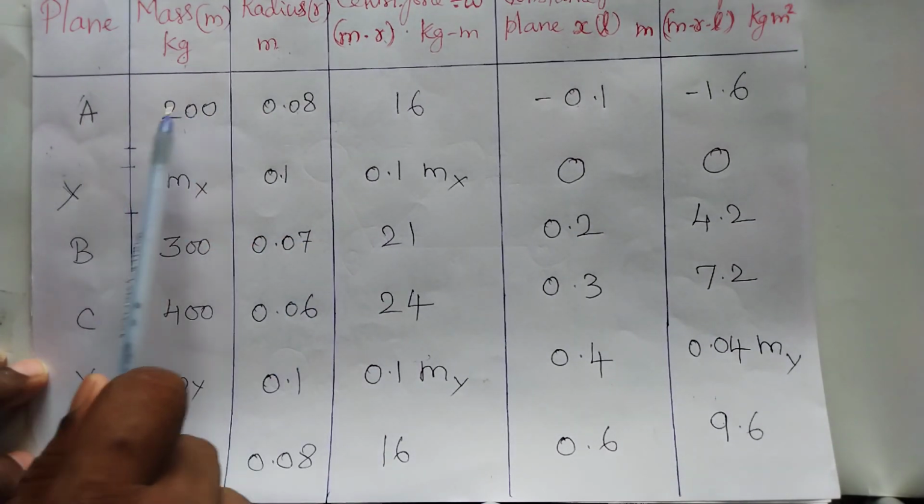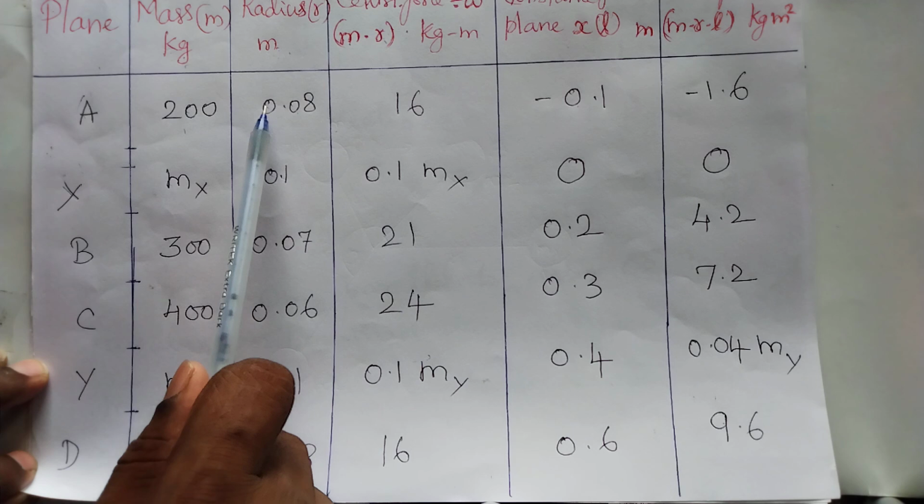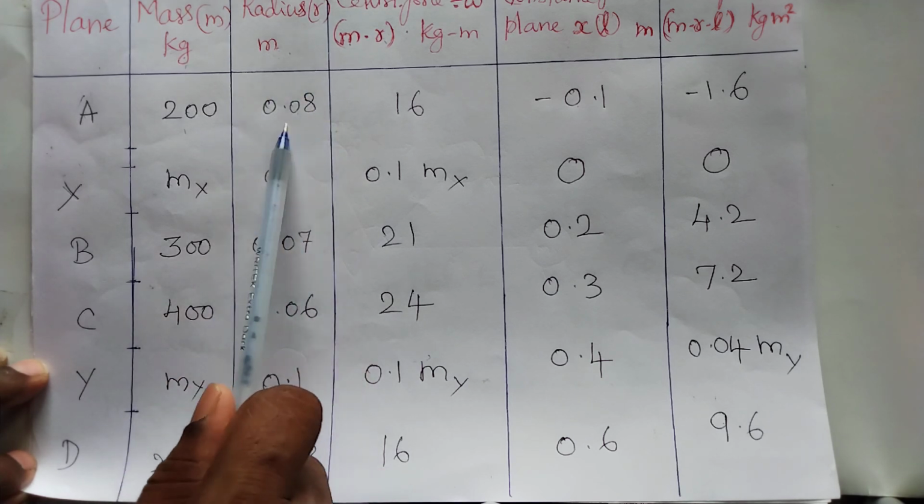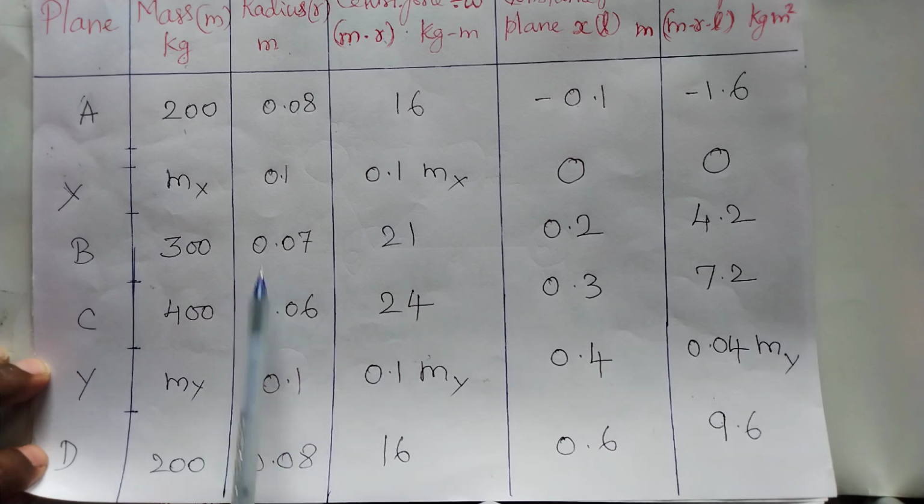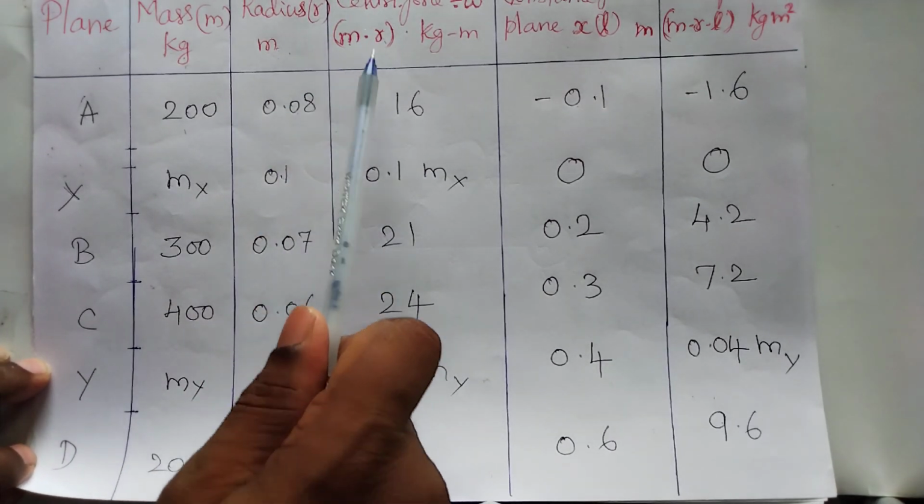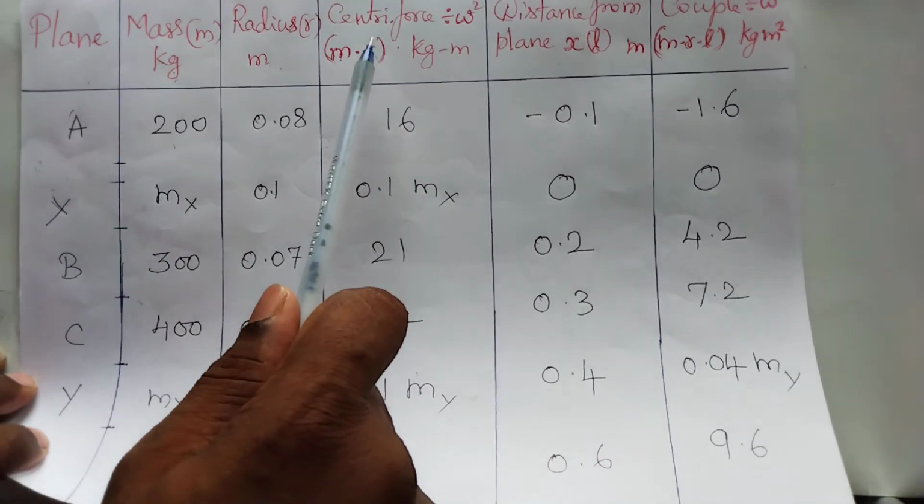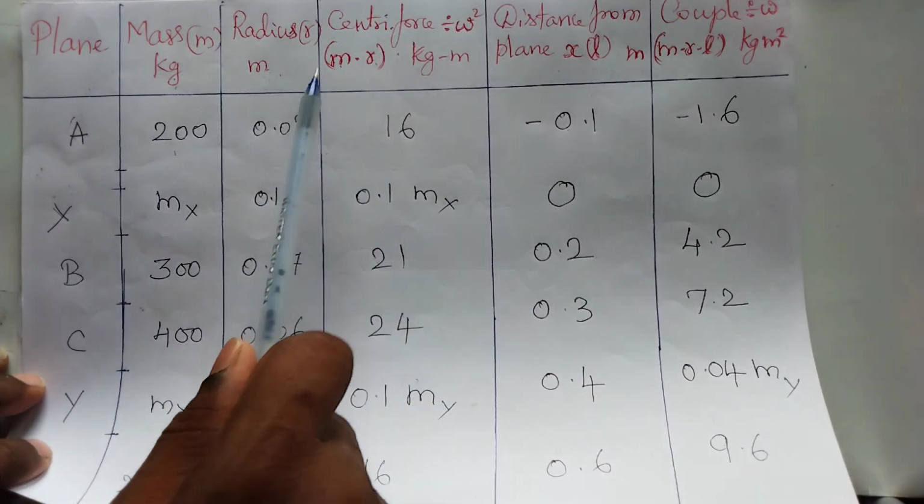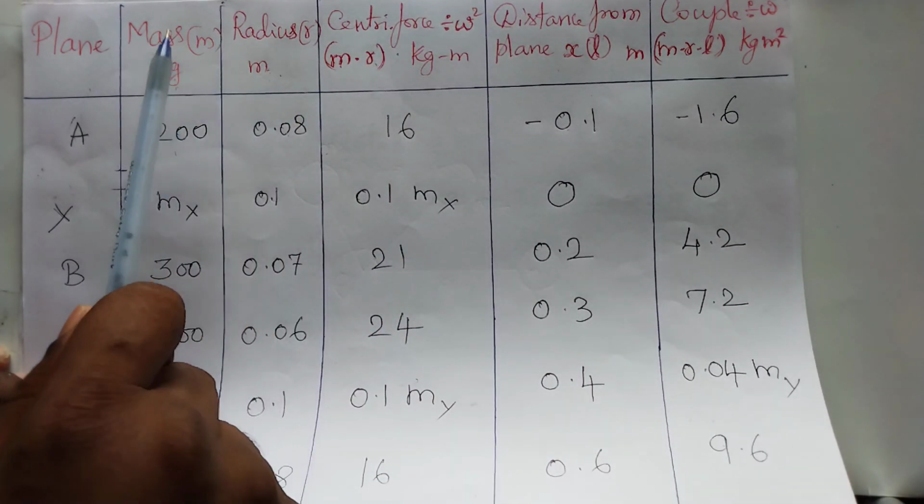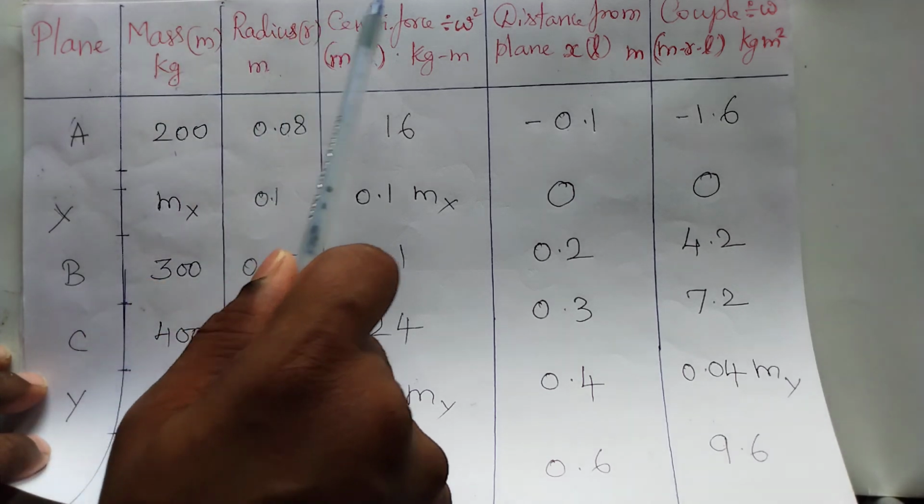Similarly, the corresponding radius of each mass. This will be given in millimeters, so you convert it into meters. Similarly, you have to fill this in for all of them. The next column is important: you have to find the centrifugal force. We know the centrifugal force is mass into radius into omega square.